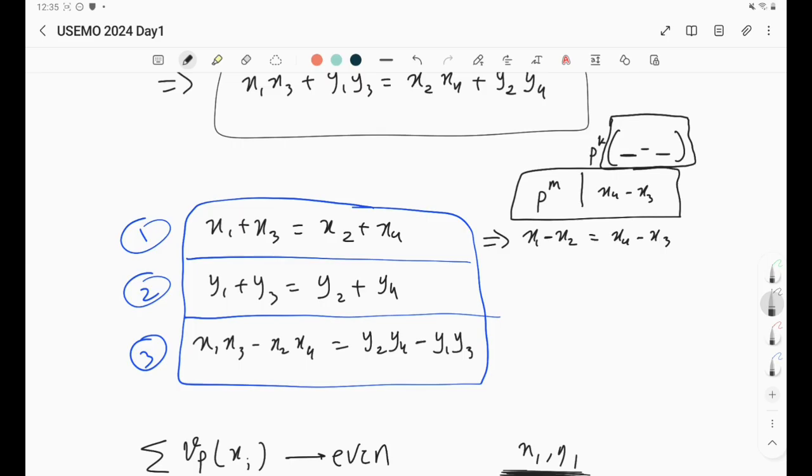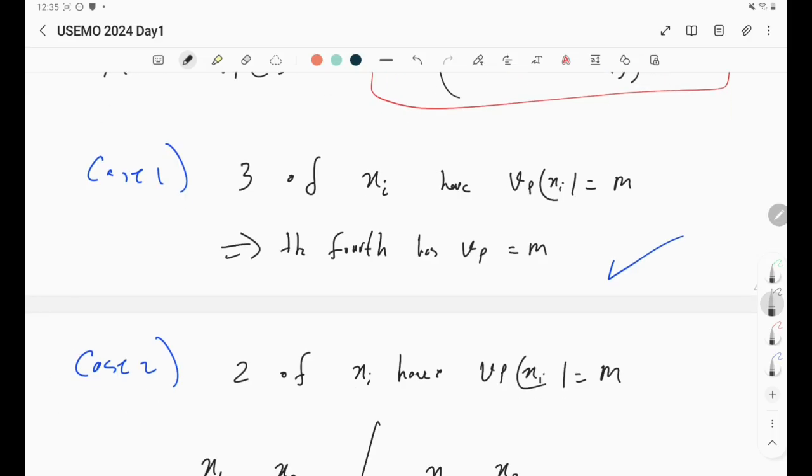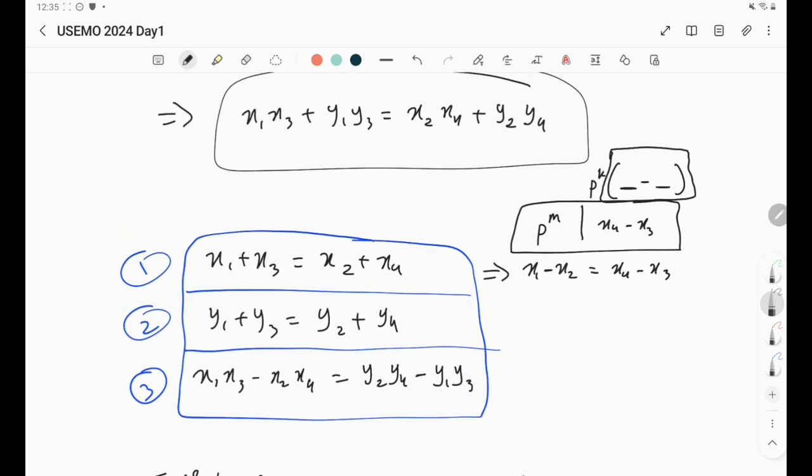If k equals m, then actually both of these numbers have p to the m. So that just gives us case 1, right? Which is a contradiction, because we're assuming that only two of them do. So that doesn't work. So if they don't share the same v_p, that will not work. That means they both share exactly the same power. So x4 and x3 have the same v_p. So v_p(x4) equals v_p(x3).